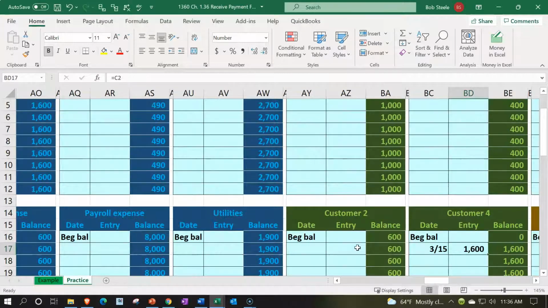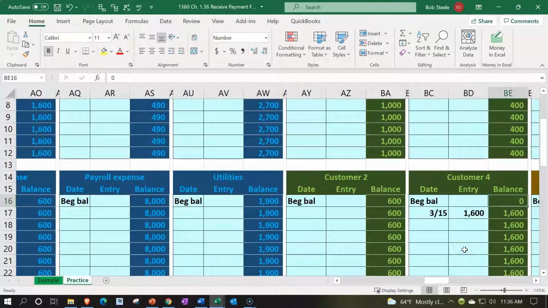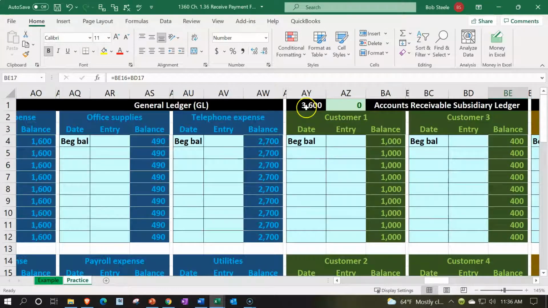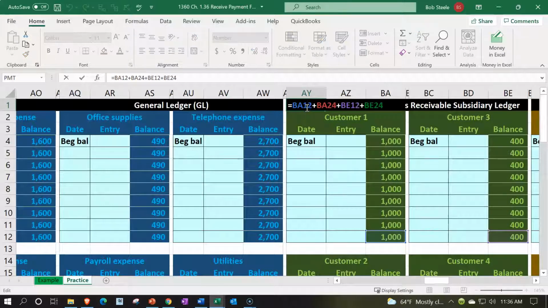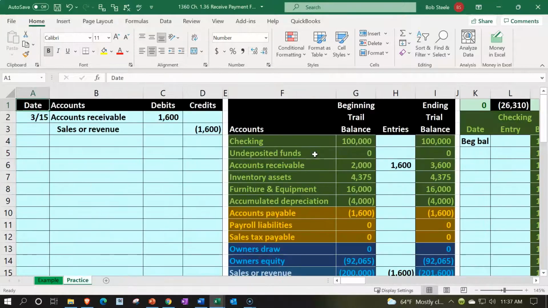So there it is, and you could just type in there equals D2 if you so choose, increasing the balance for customer 4 by the 1,600 to the 1,600 for customers now. Then add up to that 3,600, breaking out the accounts receivable balance by who owes us the money. It is in balance to the trial balance and GL, given the 0 here, but let's double check that. 3,600 going all the way back to the left is also, of course, the amount here in the receivables.